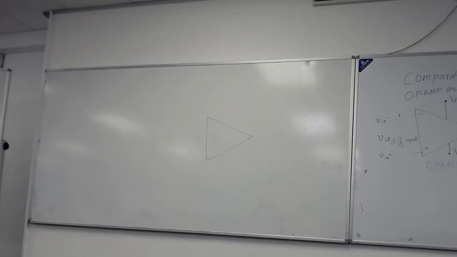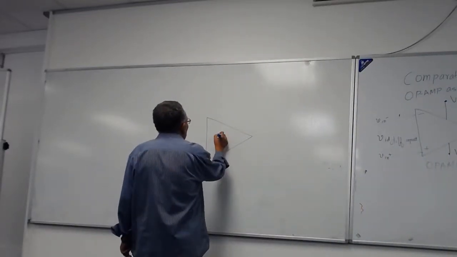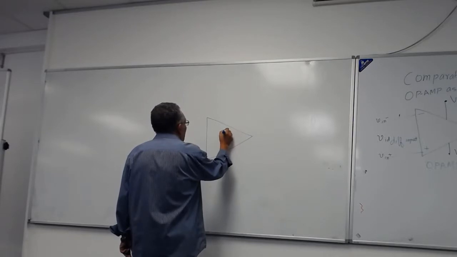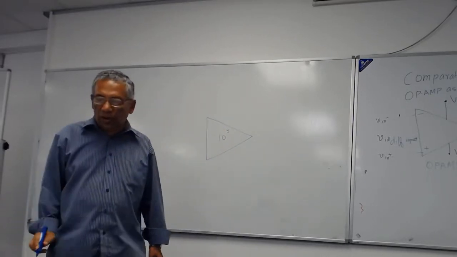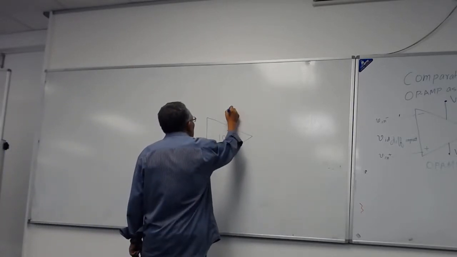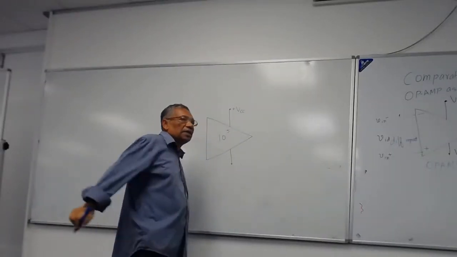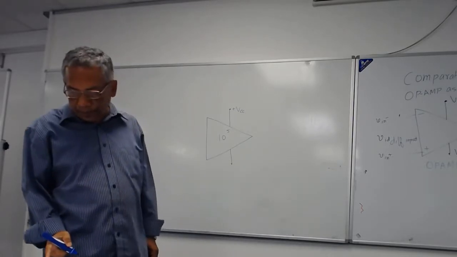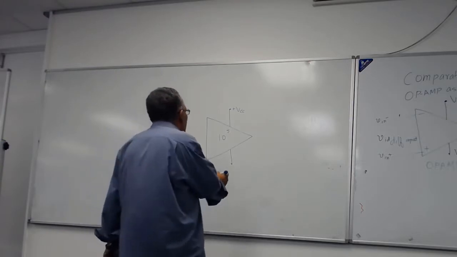So say its gain is limited to 10 to the power 5. 50 is too large, you know. 10 to the power 5, and it has supply voltages plus V_CC, and this is minus V_EE.